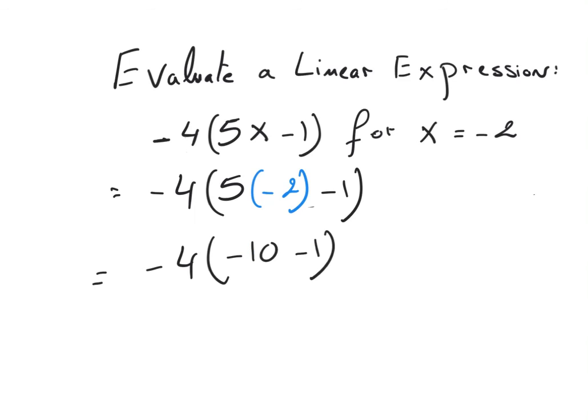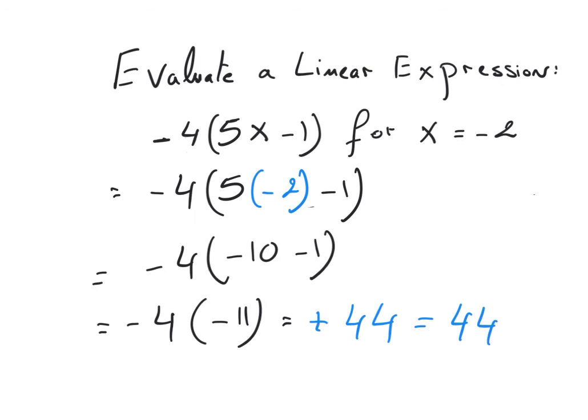Remember, inside the parentheses we have multiplication and subtraction, so we use multiplication first for the order of operations. Here we solve inside the parentheses first, right? So it's going to be negative 4 times negative 10 minus 1, which is negative 11. And here we have negative 4 times negative 11. Negative times negative is positive, right? And 4 times 11 will be 44. So the answer would be just 44.